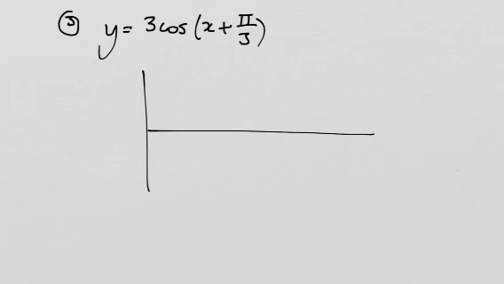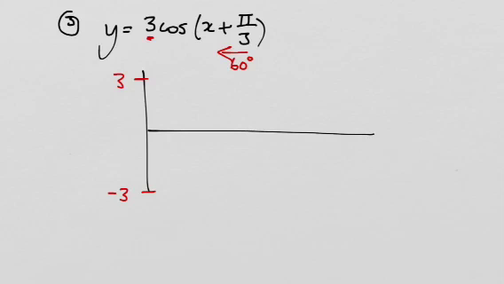Question 3, sketch this graph. Well, the coefficient at the front is 3, so that tells you what the graph's going to go up and down to. The positive pi upon 3 means the graph's going to be moved left pi upon 3 radians. Now remember, pi upon 3 radians is 60 degrees.